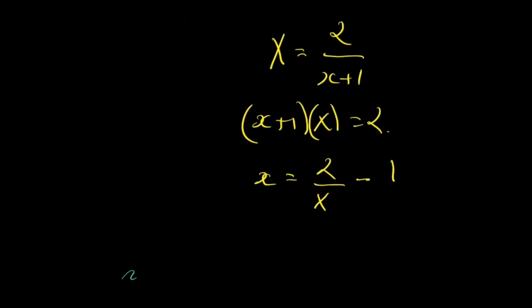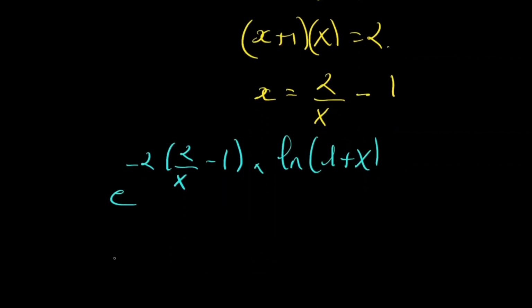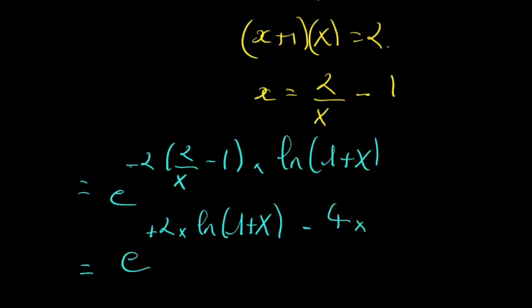And when we have this, we want to have capital X everywhere in this expression, so we just replace. You got exponential of minus 2 over (2 over X minus 1) times logarithm of 1 plus X, which is equal to exponential of minus 2. So I will develop minus 2 times minus 1, so plus 2 times ln of 1 plus capital X. So this was this development here, here, and here, and minus 4 times logarithm of 1 plus X over X.